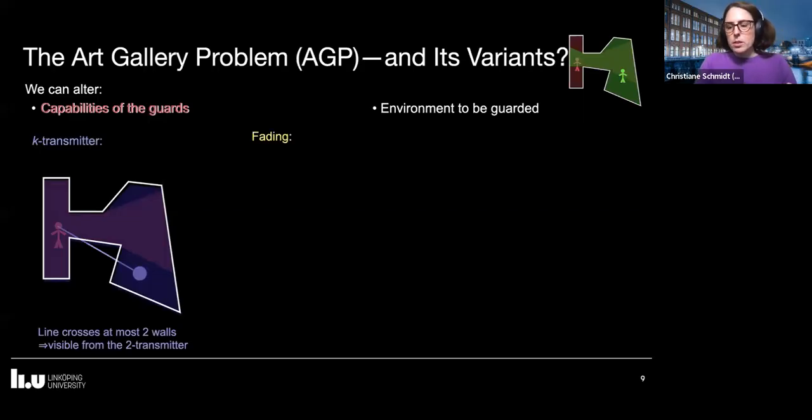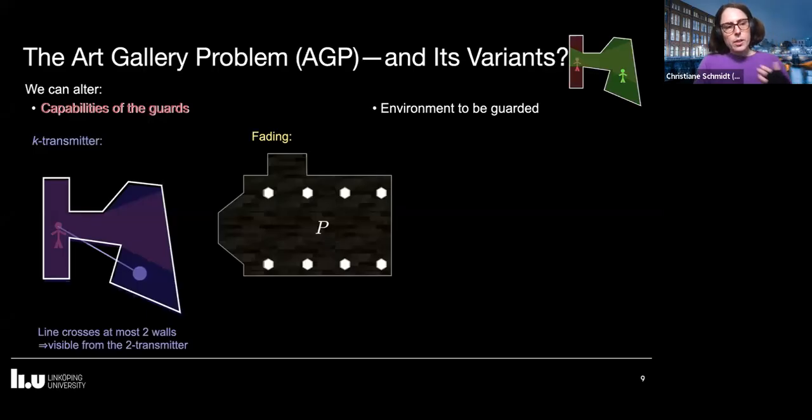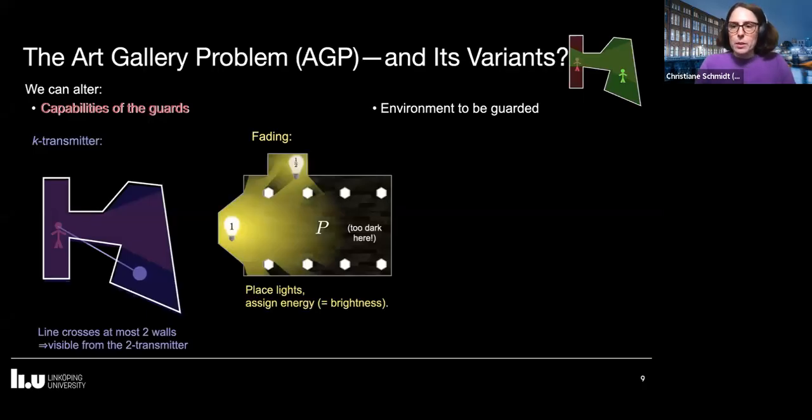You could also introduce something like fading. So currently, for normal guards, we say it doesn't matter how far the point that I see is, I will see it. It could be 5 kilometers away, it doesn't matter, I see it. Of course, if we have light bulbs or the like, then the light will fade over distance, and that you could look at. So in this case, if you place a light bulb with high intensity at the left-hand side of this polygon, then the line segment 2 points on the right is fine, but it would be too dark there. So what you would then do is you place lights and assign an energy, and you want to make sure that everything is sufficiently lit.